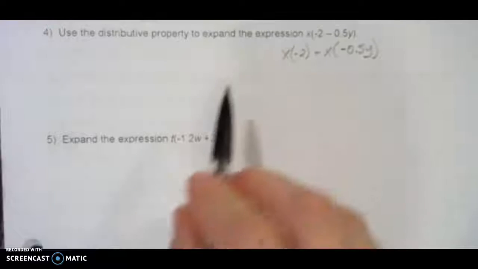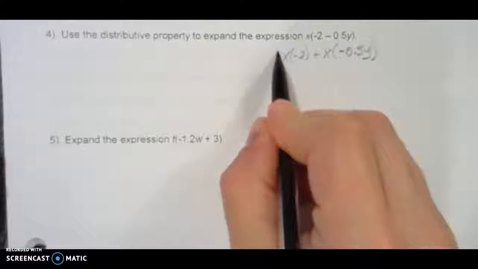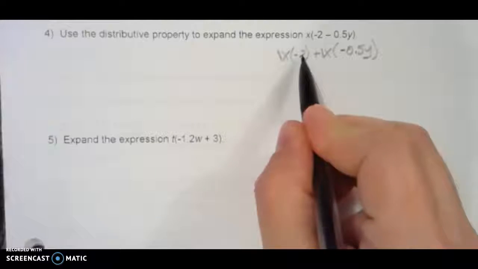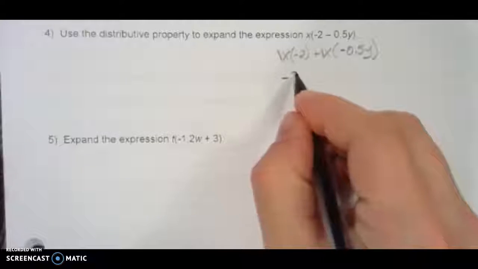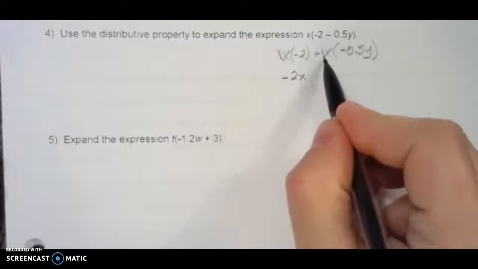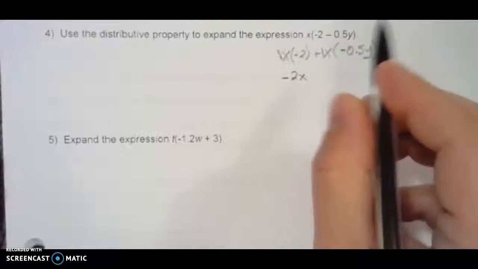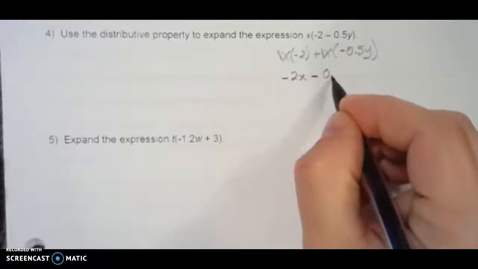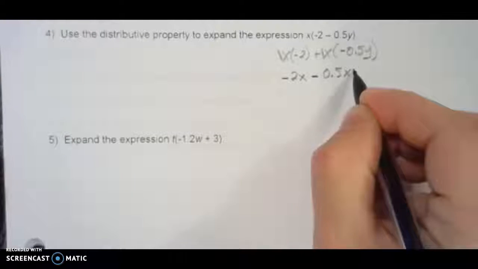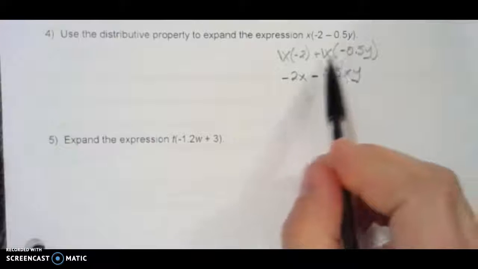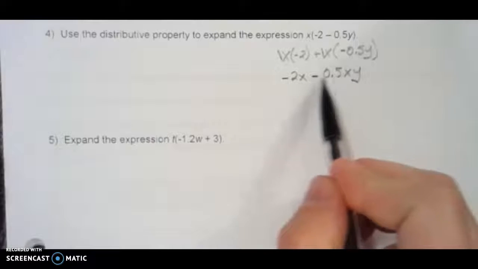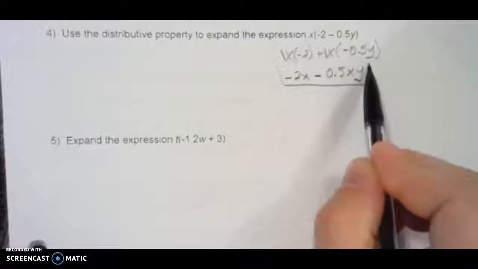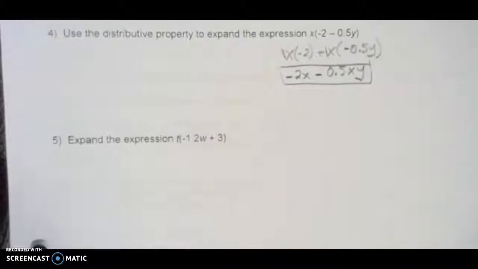Okay, and remember, x has a coefficient of 1, so we can put a 1 in front there. 1x times negative 2 is just going to be negative 2x, and 1x times negative 5/10 y is going to be negative, so we're going to write minus 5/10 xy. Okay, 1 times negative 5/10 is negative 5/10 times the x times the y, and so there is our expanded form.